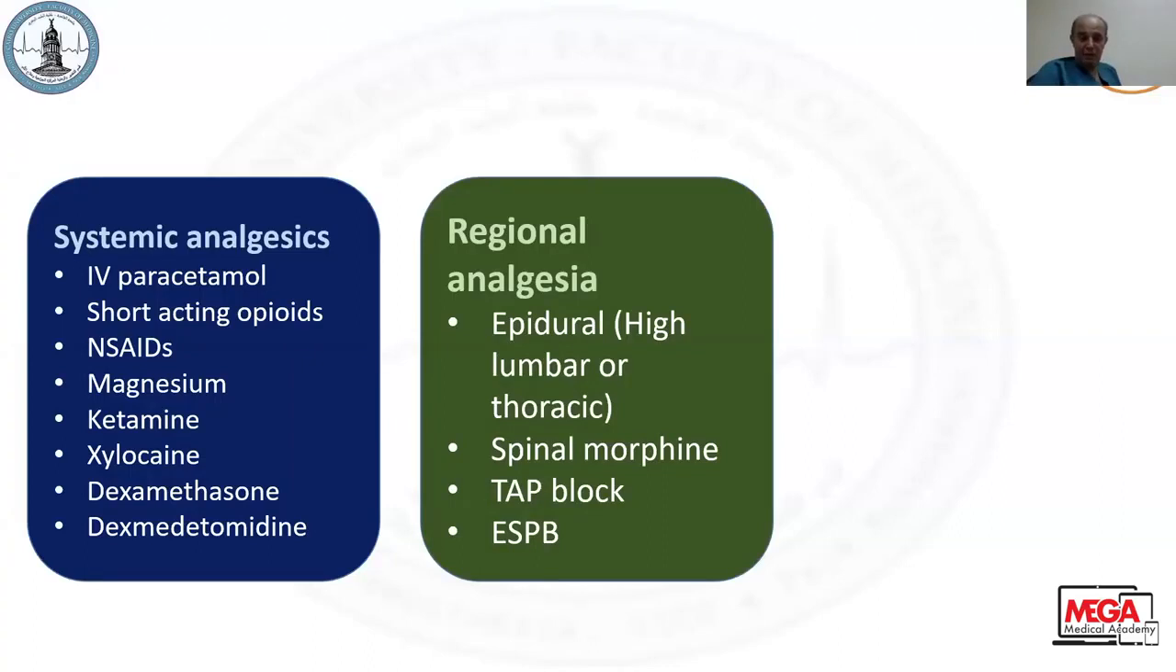Regional anesthesia is very important. The use of epidural or spinal opioid morphine, the use of TAP block, and the use of erector spinae plane block also have been studied in such patients in order to reduce the use of postoperative opioids in the first 24 hours.